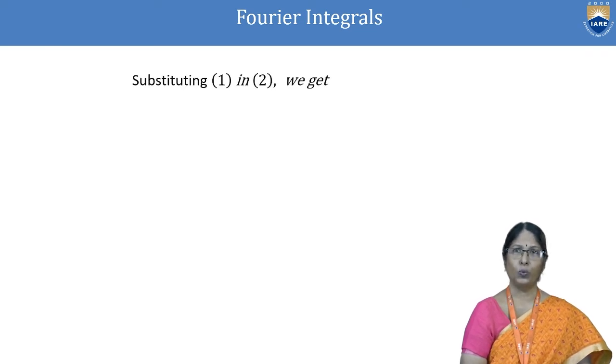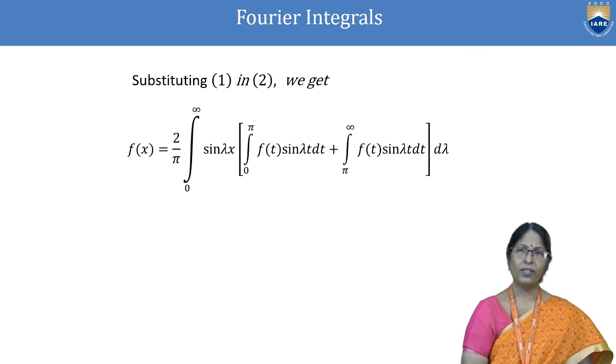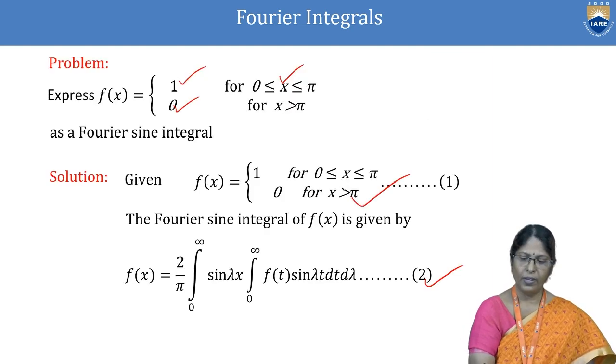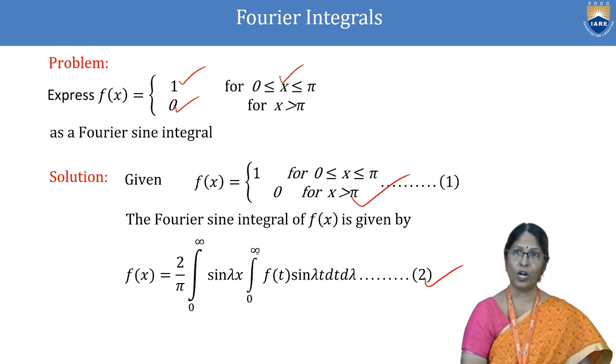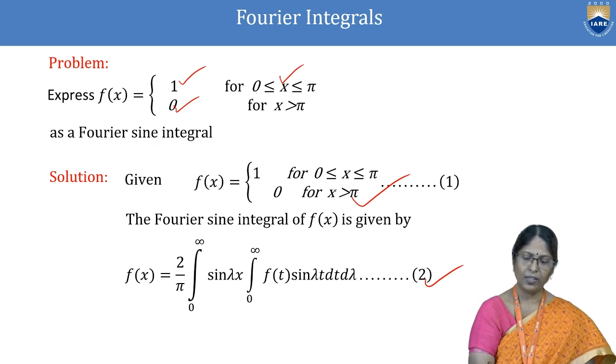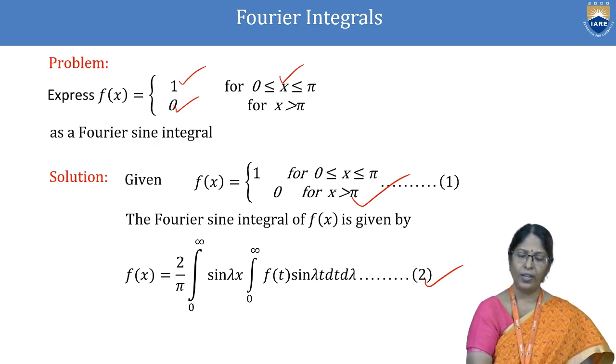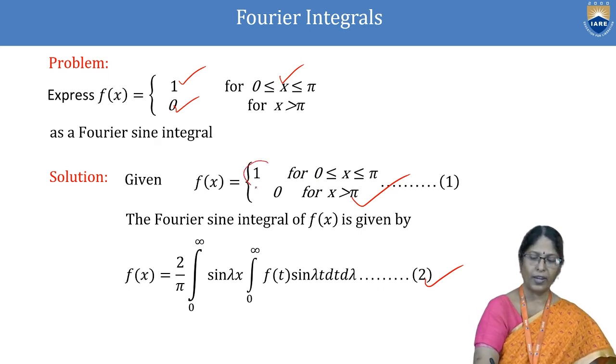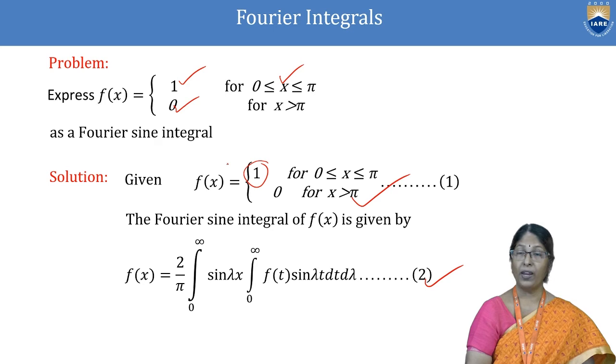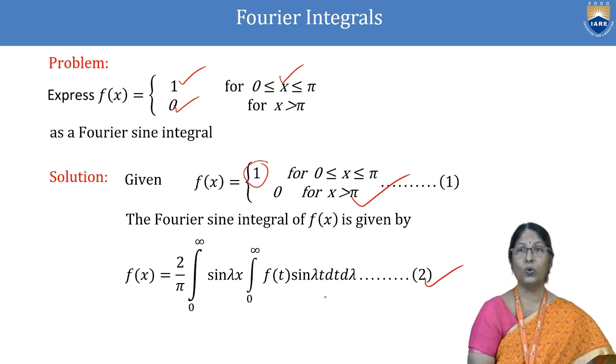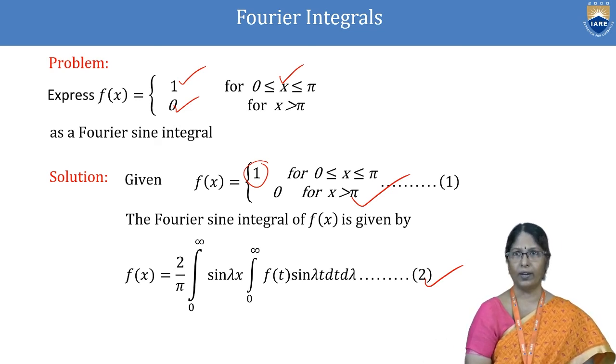Substituting 1 in 2, that is what is asked in the question. In the formula the limits are 0 to infinity, 0 to infinity. But here the function is strictly given: x lies only between 0 and pi, where you can take it as 1, and the remaining all is 0. But in the formula there is no 0 to pi limit range. Then pi should be inserted.